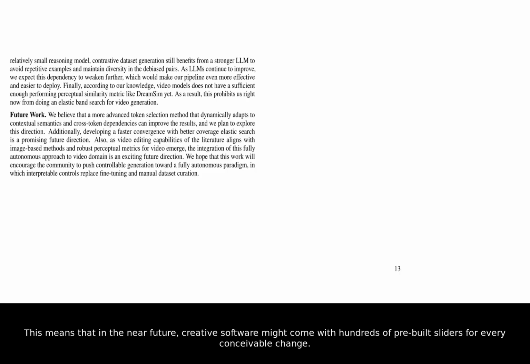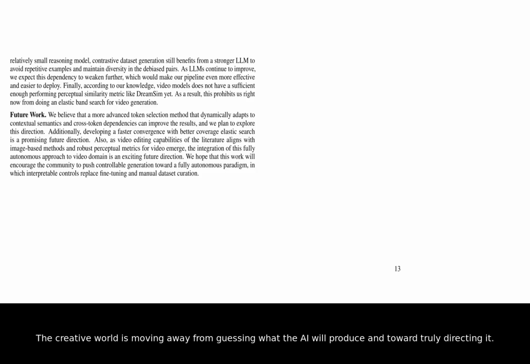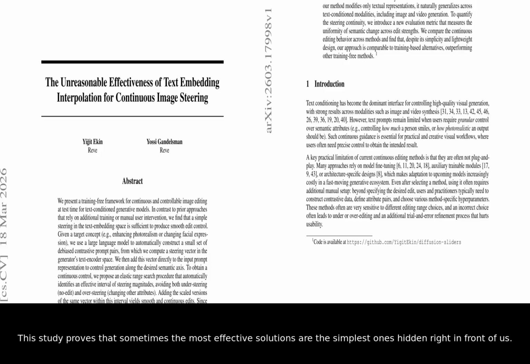This means that in the near future, creative software might come with hundreds of pre-built sliders for every conceivable change. It could democratize digital art, allowing anyone to fine-tune a scene with incredible precision without being a technical expert. The creative world is moving away from guessing what the AI will produce and toward truly directing it. This study proves that sometimes the most effective solutions are the simplest ones hidden right in front of us.